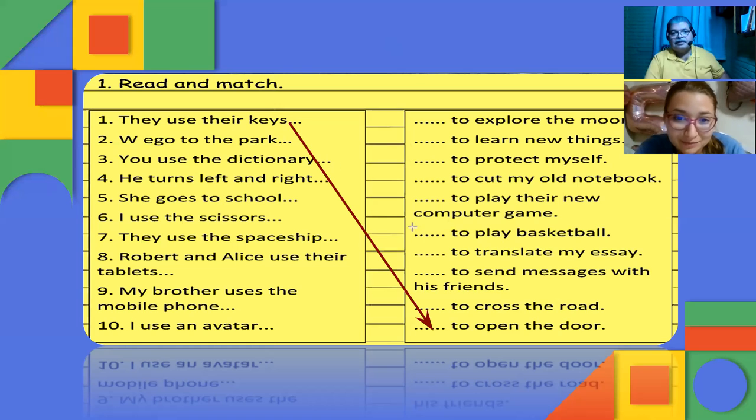Play basketball. Okay, very good. To play basketball. Next. You use the dictionary to learn new things. There is a better one. Okay, so you use the dictionary to translate my essay. Essay. Okay, my essay. What is the meaning of essay? Ensayo. Okay. My essay.